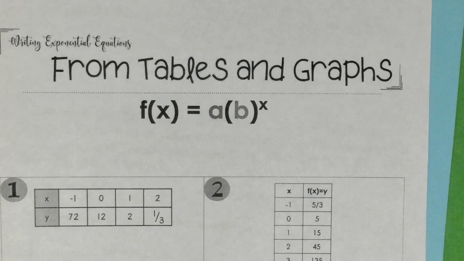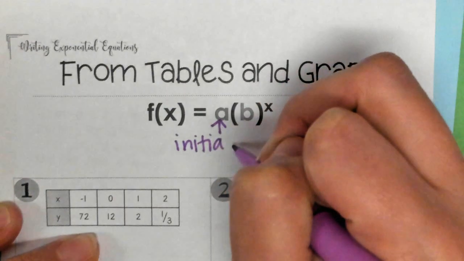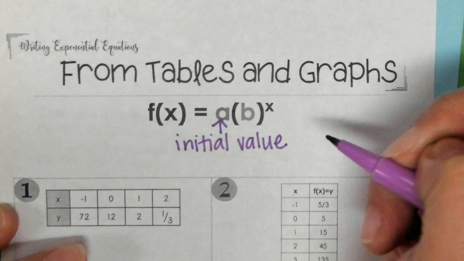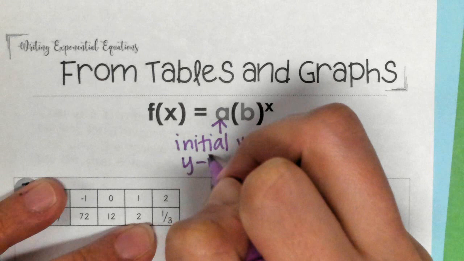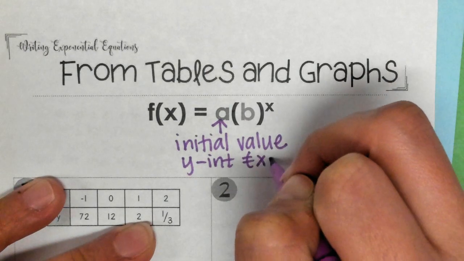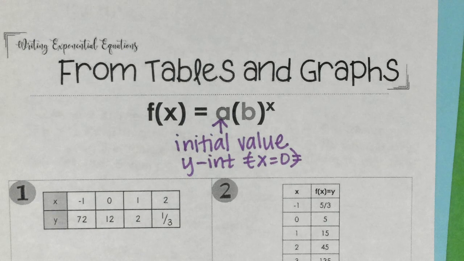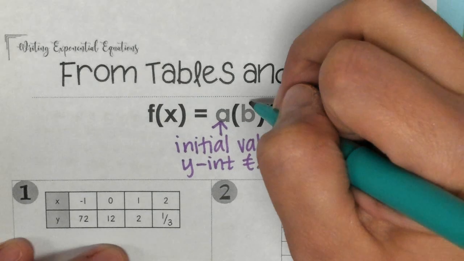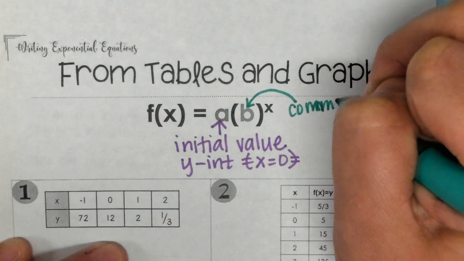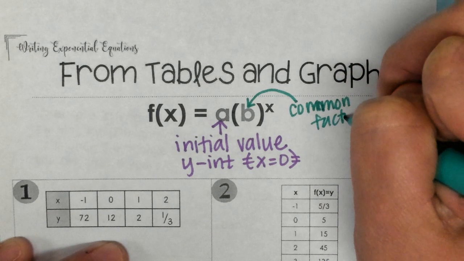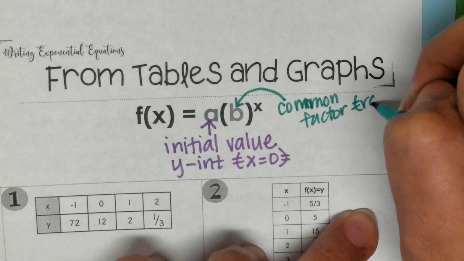So remember, A in an exponential equation is your initial value. And on a graph or a table, this is your y-intercept. In other words, where x is equal to 0. The other big piece is b, which is your common factor, either a growth factor or a decay factor. This is also referred to as a common ratio.